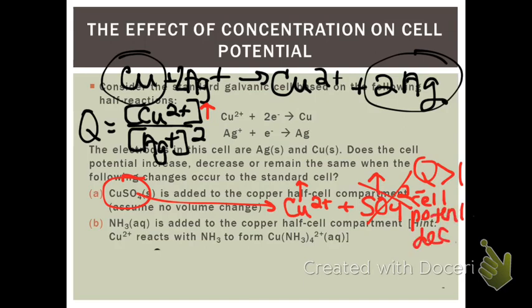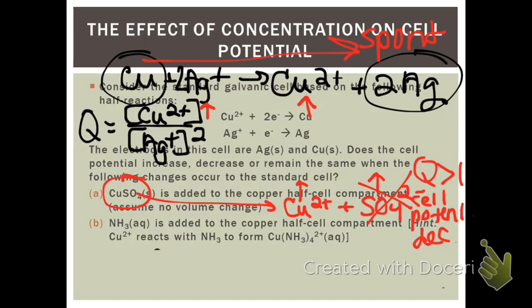You could have gotten the same answer by doing Le Chatelier, because I know that this reaction is spontaneous this way. It's voltaic or galvanic. So if I increase this, I'm going to go left against spontaneity, so the potential will go down. You could have gotten the same answer two ways.